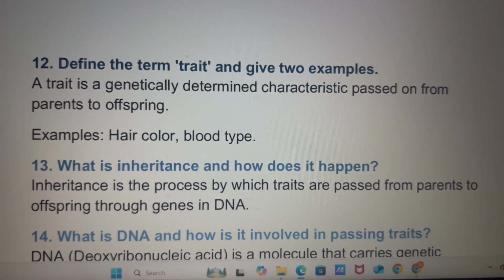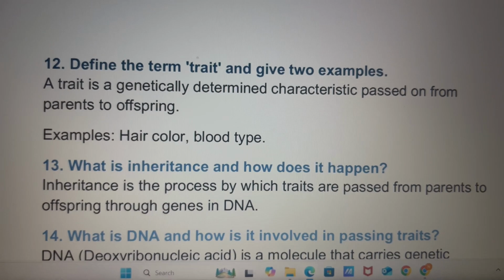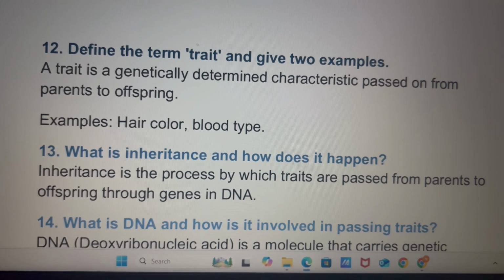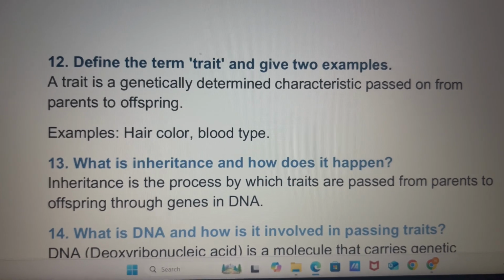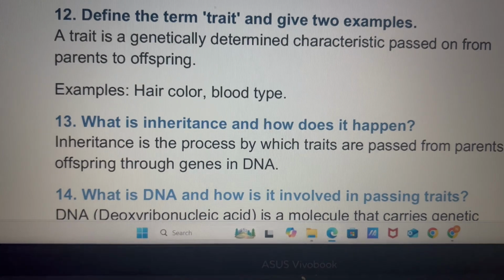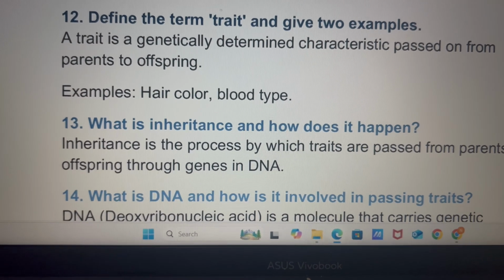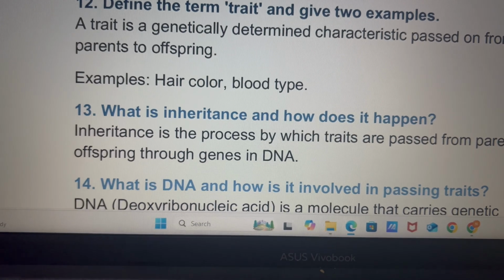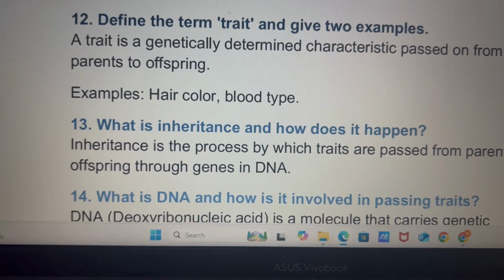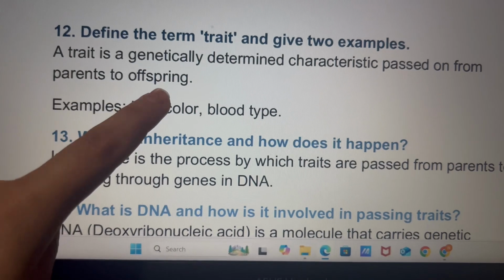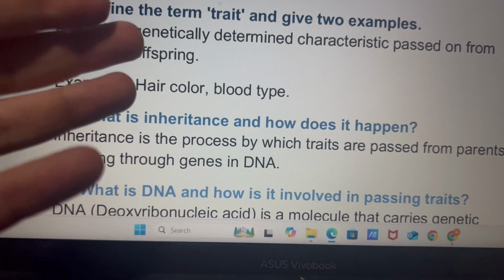Genetically determined means it's determined by your genes. Your genes control your trait. A trait is like your eye color, your hair color. A trait is a characteristic, something that is in you and is determined by your genes. Why are your eyes brown? Because you have the genes of the brown eye color. And where do you get them from? They're passed on from your parents to you as an offspring. Offspring means kids.